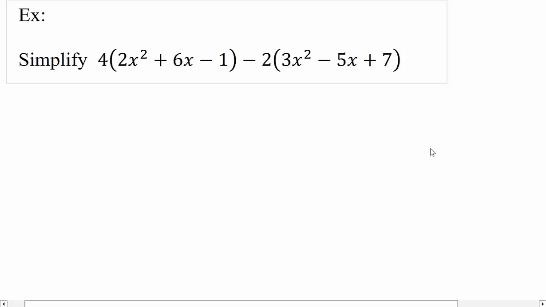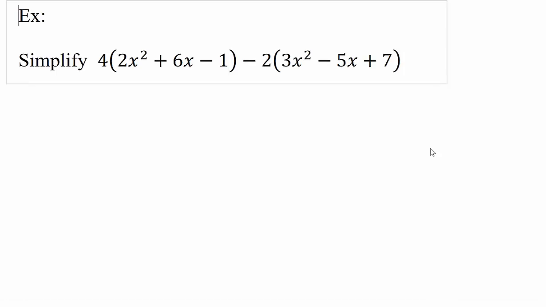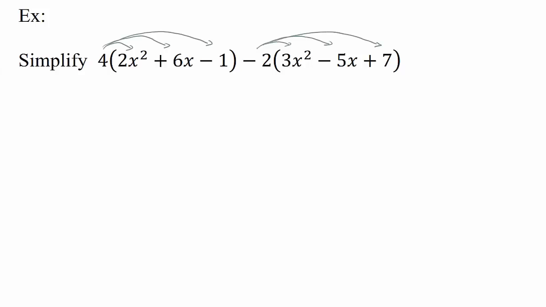We'll look at one last example here. In this case, I have numbers being multiplied by both of the brackets. In the first one, I'm going to distribute this 4 over the entire bracket, and then I'm going to distribute this negative 2 over the second bracket. So distributing the 4, 4 times 2 is going to be 8x to the power of 2. 4 times 6 is going to be 24x, and then 4 times a negative 1 is minus 4.